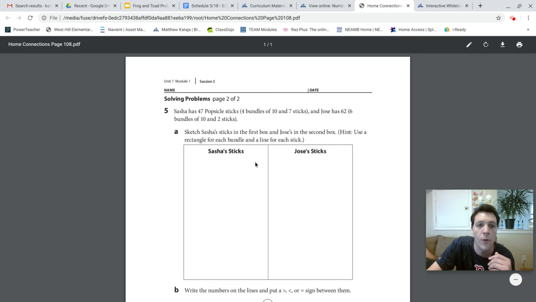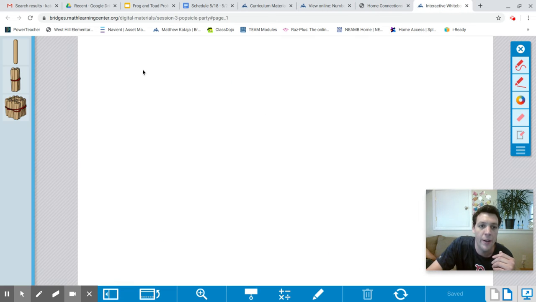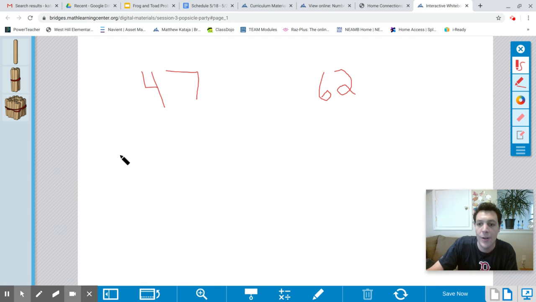So we know it's 47 and 62. Now, how do we draw this out? Each rectangle is 10. And then I would make it a little box, a little square. That is our ones. And we know how many ones go into a 10. Well, 10. So we should be able to fit 10 of those squares into the rectangle.